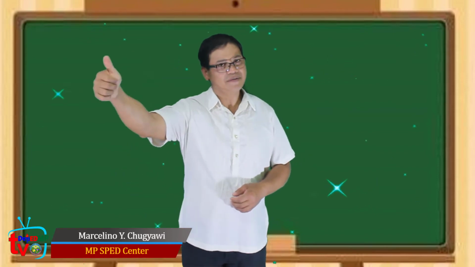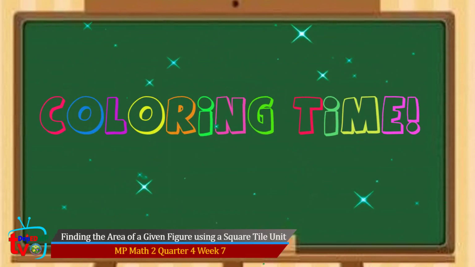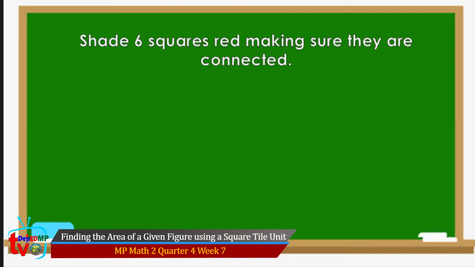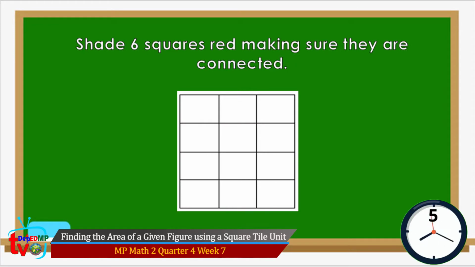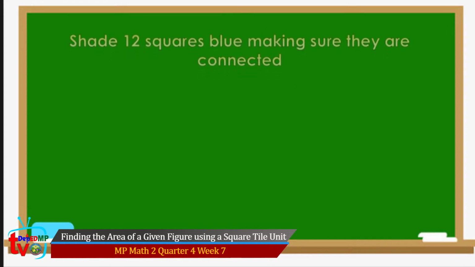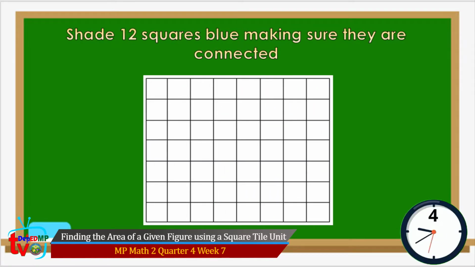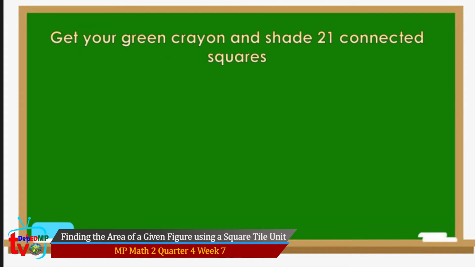Approve? Approve! This time, get your crayons and do the following activity on page 5 of your module. First, shade 6 squares red, making sure they are connected. Next, shade 12 squares blue, making sure they are connected. Lastly, get your green crayon and shade 21 connected squares.